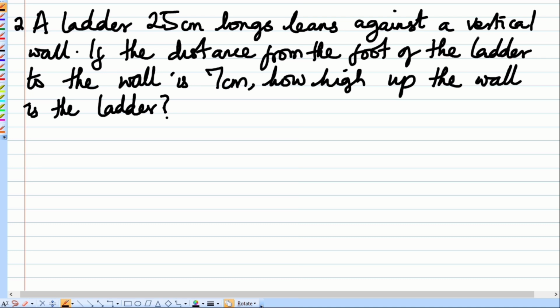So we have a question. It says a ladder 25 cm leans against a vertical wall. Right, so let's draw our wall. So this is our wall, upright like that. And then a ladder is leaning against the wall. So the ladder is leaning, meaning it's going to be slanted like this. Right, so you want to climb. And then there must be our horizontal ground there.